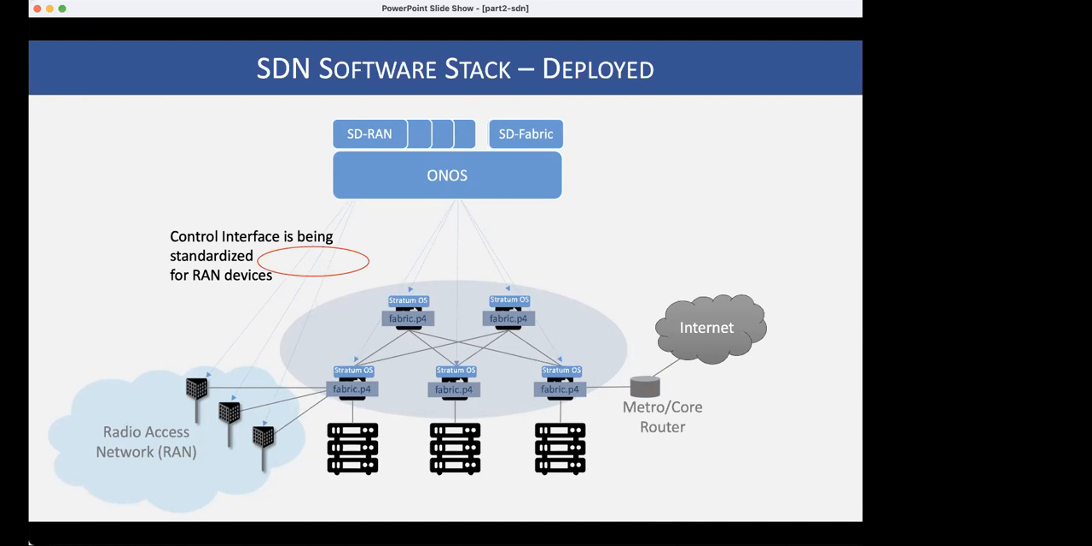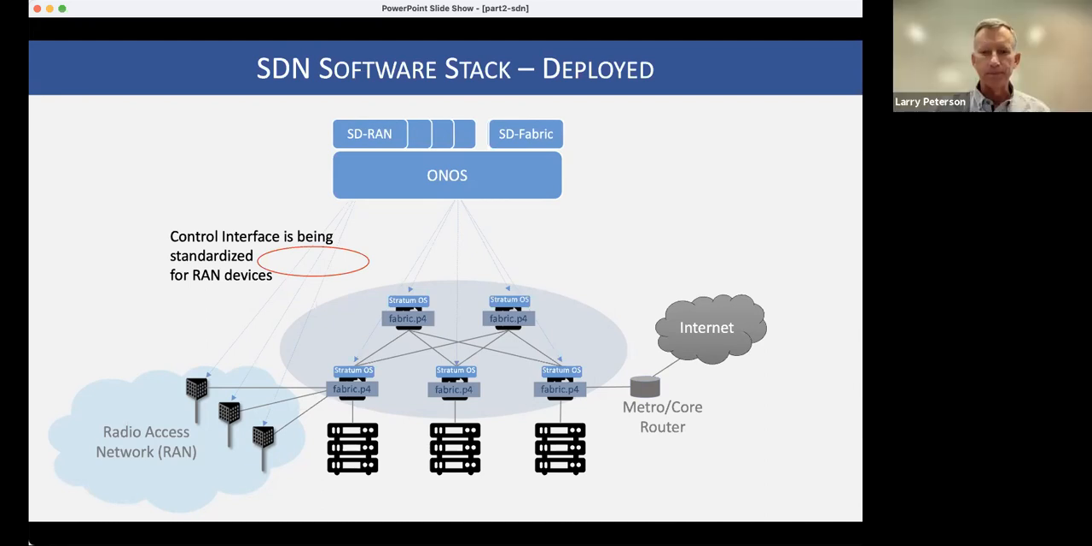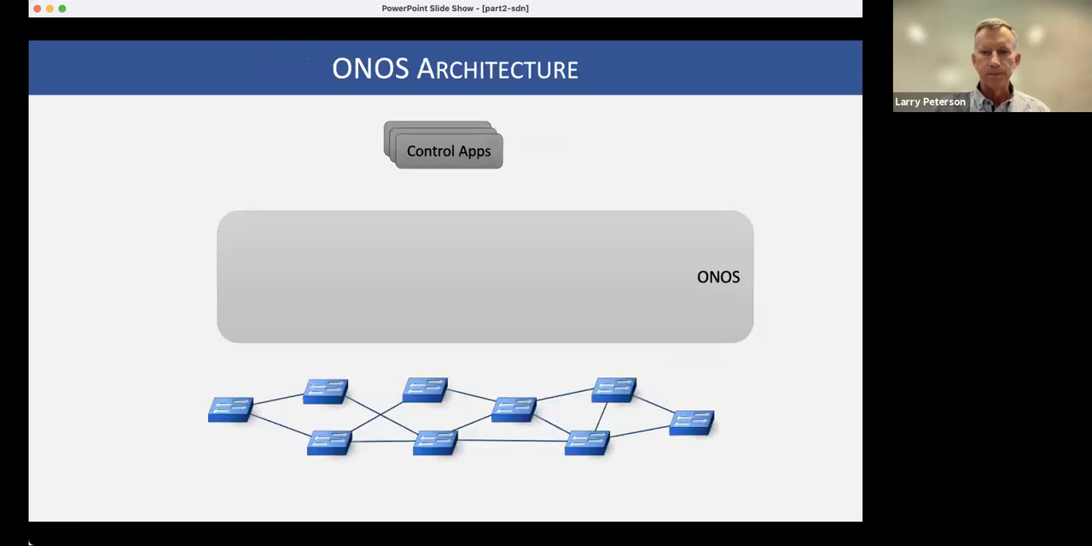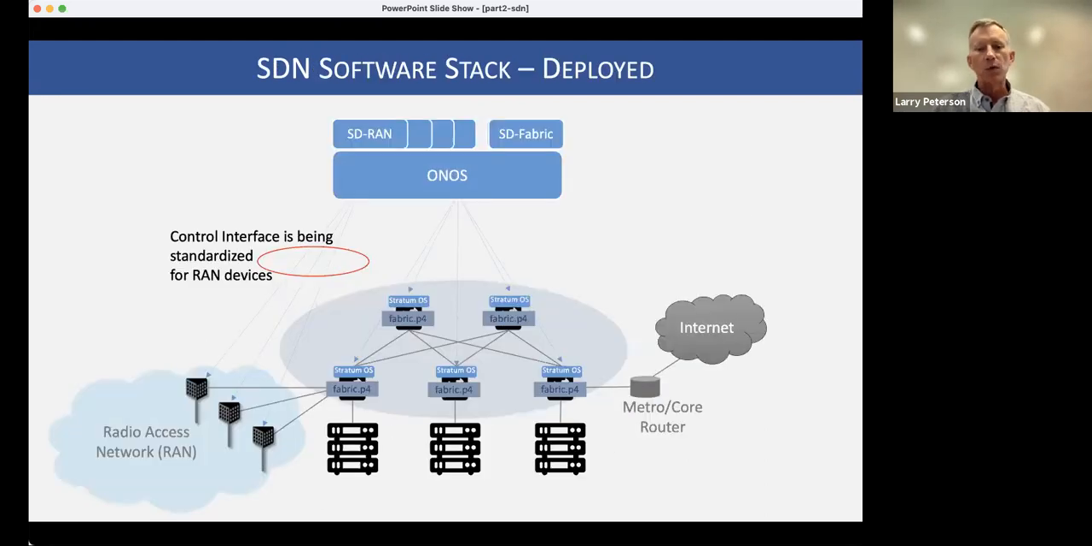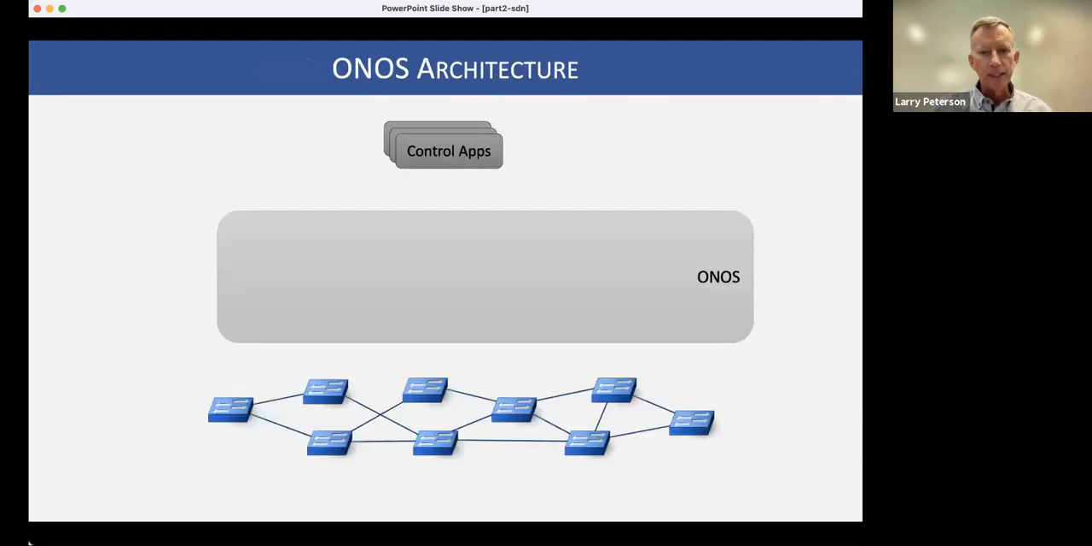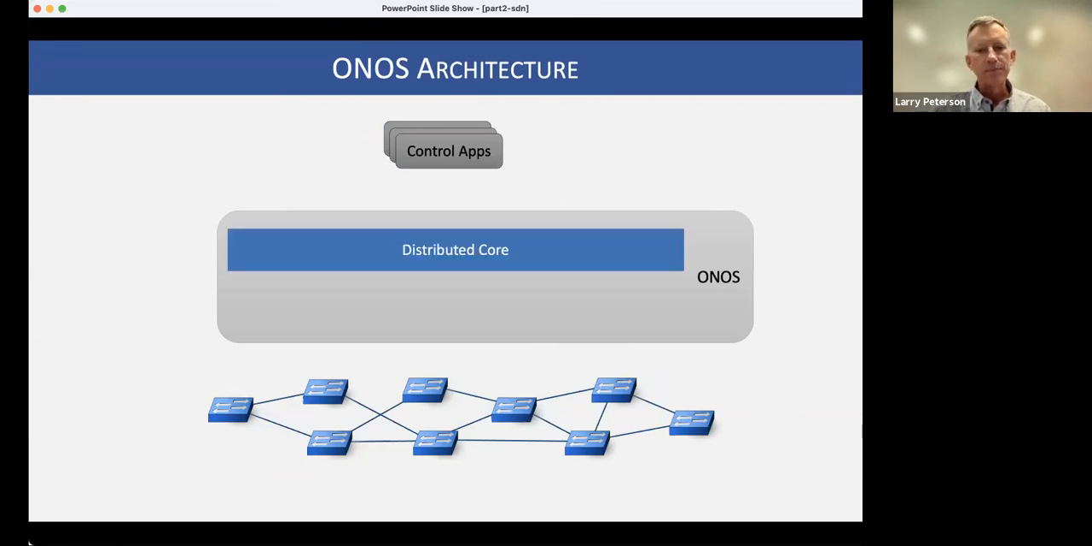So this is now the stack that we're going to deploy. Each of these components, you can go learn more detail about, but I wanted to blow ONOS up a little bit because it's a critical piece of all of this. So ONOS is a network operating system. It's built as a horizontally scalable service, which is to say it has a distributed core, runs on multiple servers, probably in the cloud.